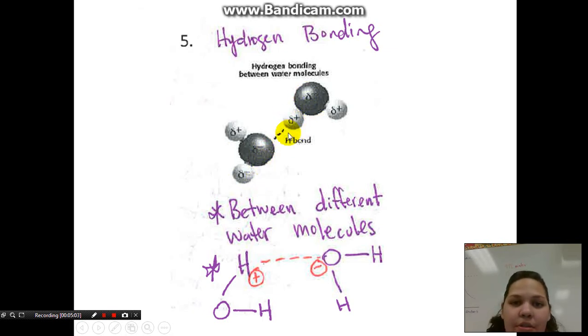That doesn't mean that they're not both water. It's just that in order to have a hydrogen bond, it takes at least two. So it takes two to tango, or two to hydro, or however you want to say it. The positive side is attracted to the negative side, or in other words, the positive hydrogen is attracted to the negative oxygen. And these are between, again, different water molecules.